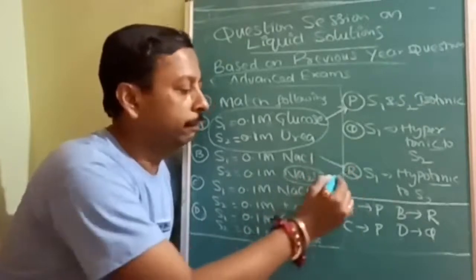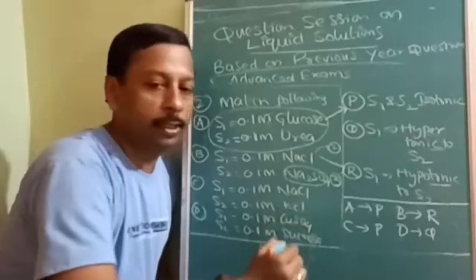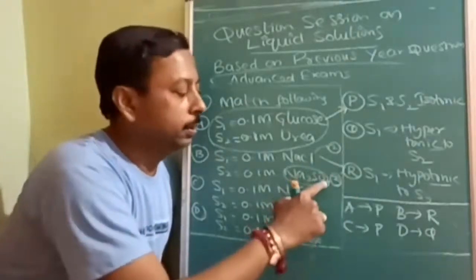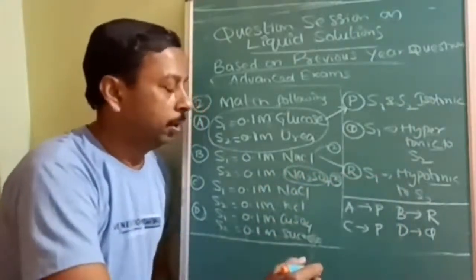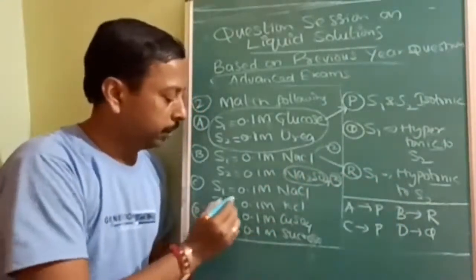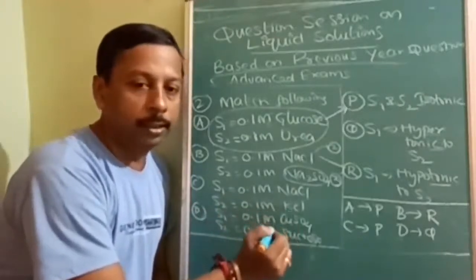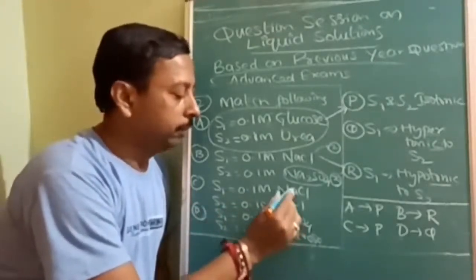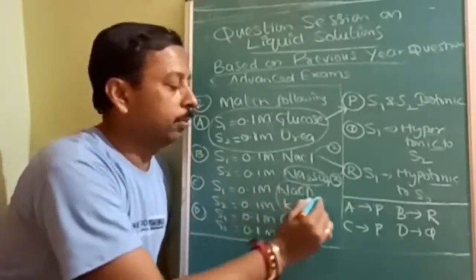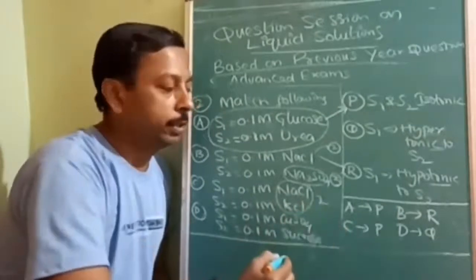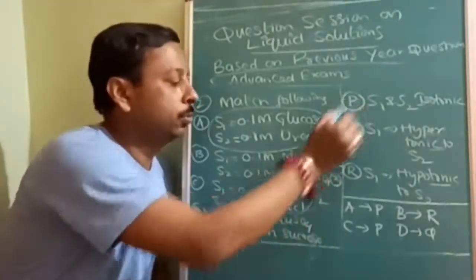This one, Van 't Hoff factor for this is 3. Van 't Hoff factor for this is 2. Okay, is it understood? So this is hypertonic, this is hypotonic. So S1 is hypotonic to S2. Then S1 and S2, 0.1 molarity NaCl, 0.1 molarity KCl. Both have the same Van 't Hoff factor, equal to 2, and the concentration is also the same. So both will be isotonic.